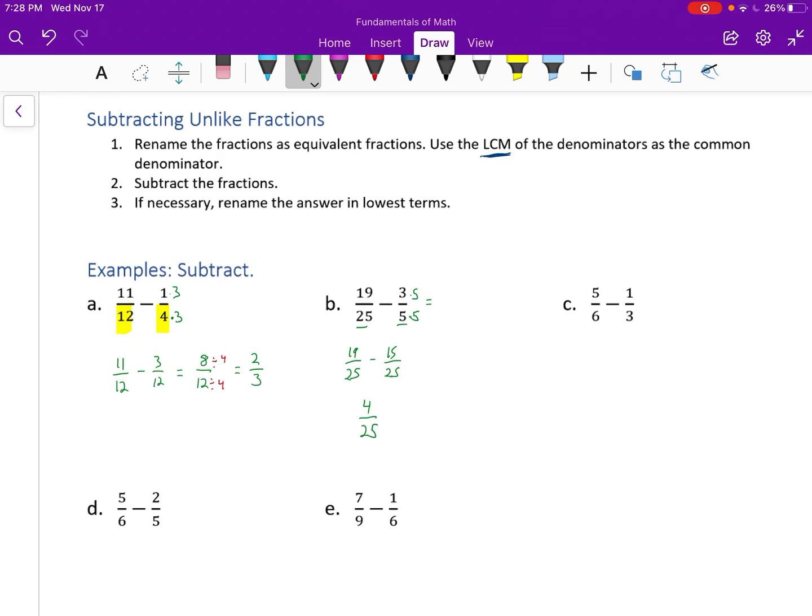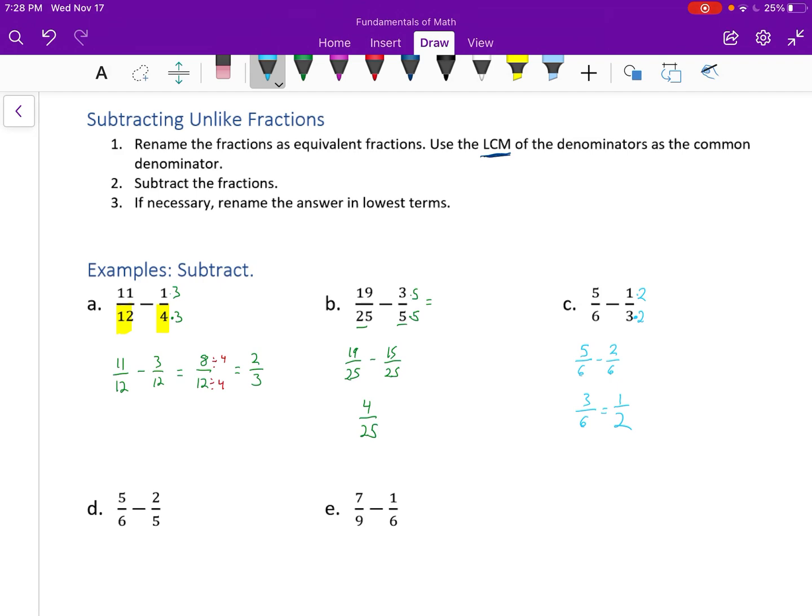Part C, 5/6 minus 1/3. In this case, we can get the 3 here to be a 6 by multiplying by 2. And so we need to multiply the top by 2. So this is going to be 5/6 minus 2/6 gives us 3/6, which reduces or simplifies to 1/2.